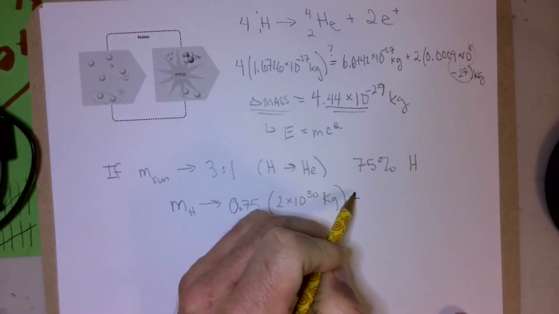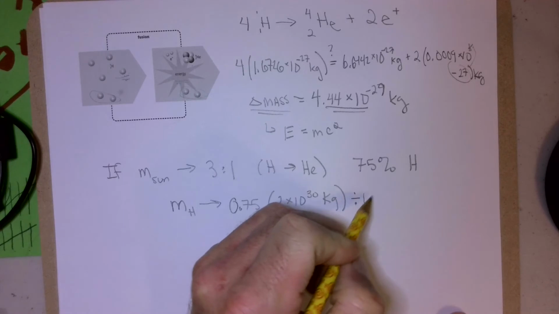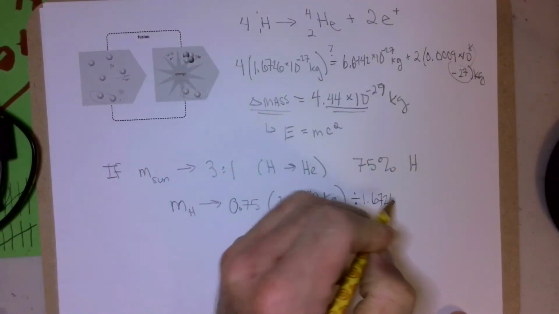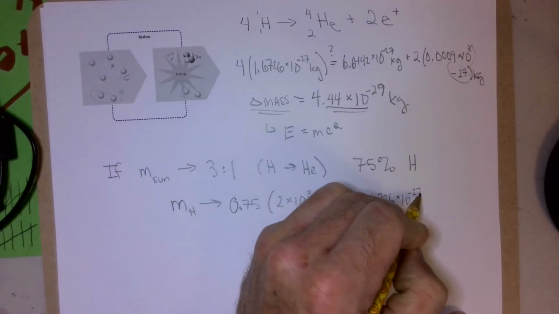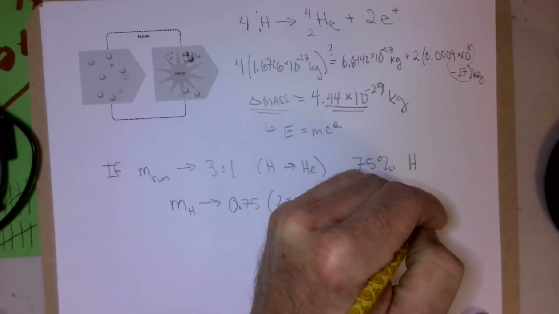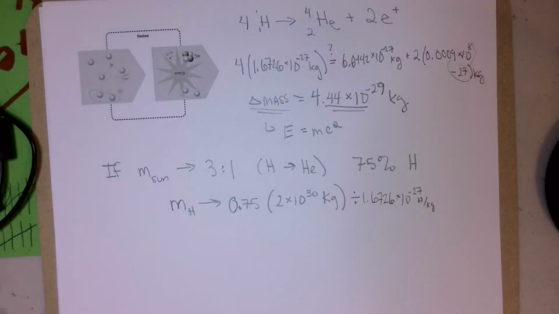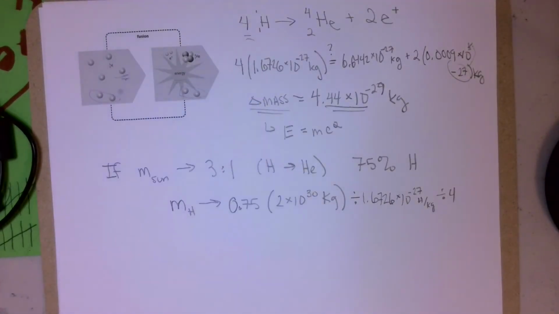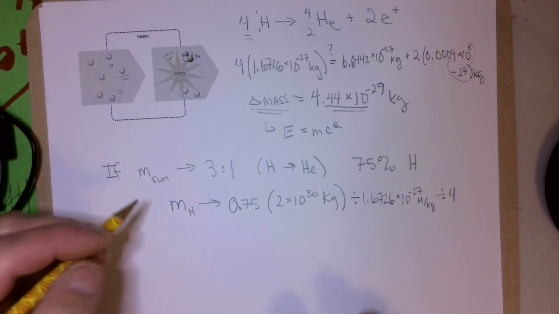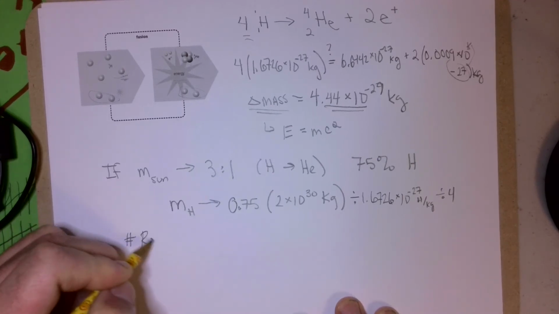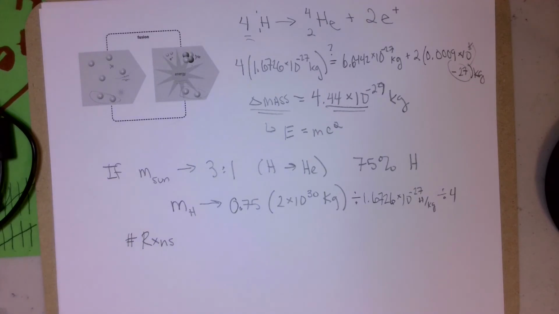It's a small mass, so I'm going to divide by the 1.6, the same number that was from up here, 1.6726 times 10 to the negative 27th. That's how many hydrogen per kilogram. And then I want to divide by 4 because I have 4 of them that are going to need to be producing this energy. All right. When I do that, basically that gives me the number of reactions that the sun can emit.